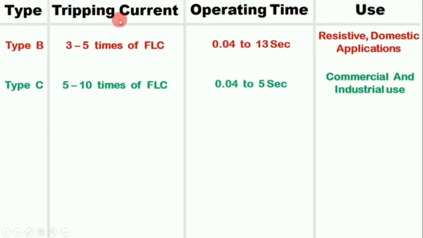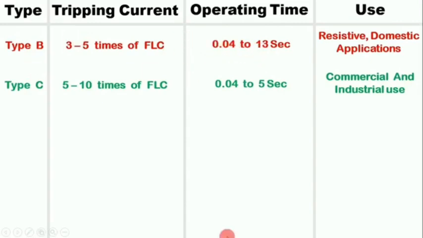In your home, you can use B-type or C-type MCB if you want, but always prefer B-type in your home, because B-type MCB will trip when 3 to 5 times current flows through it, and the tripping time here is from 0.04 to 13 seconds.